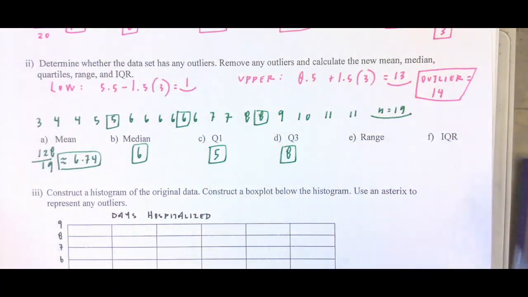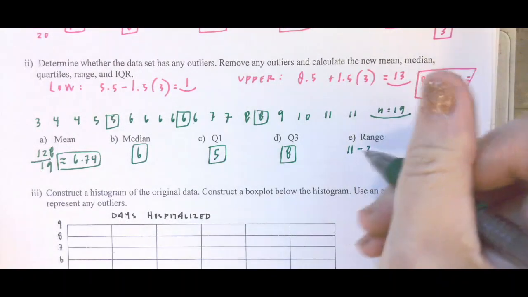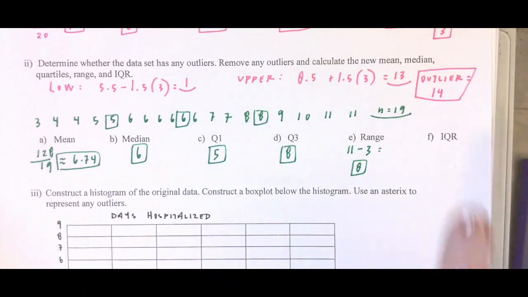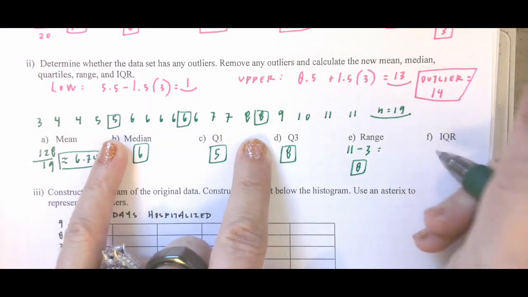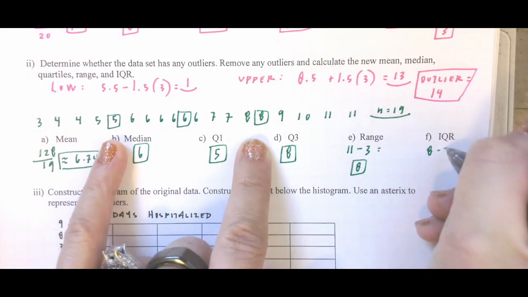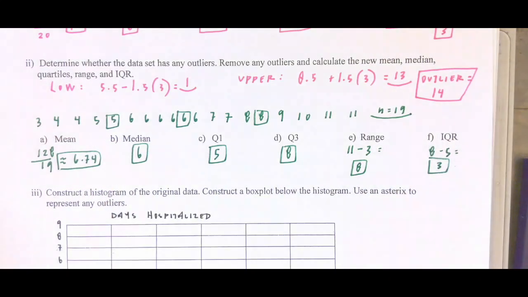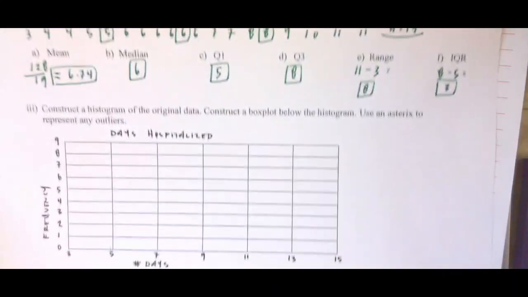So my range now, max minus min, 11 minus 3 becomes 8. And my IQR, the Q3 minus the Q1, 8 minus 5 is 3. So again, big influence on the range, not on the IQR. Last thing to do is just to visualize it.